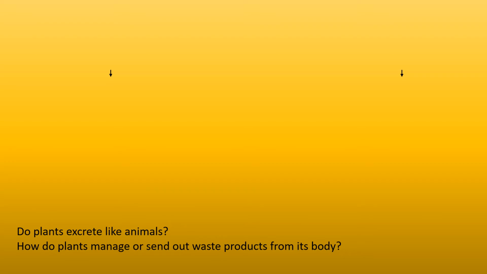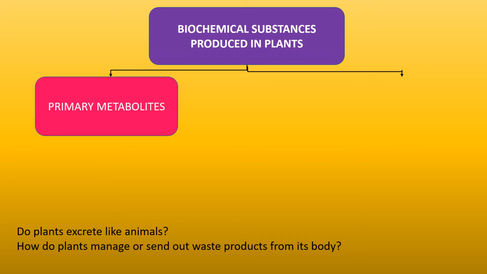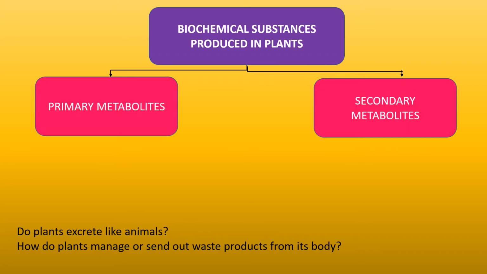Children, let us see some questions. Do plants excrete like animals? Next, how do plants send out waste products from their body? Let us know answers for these questions. Yes, plants also excrete like animals. The biochemical substances produced in plants are of two types: primary metabolites and secondary metabolites.